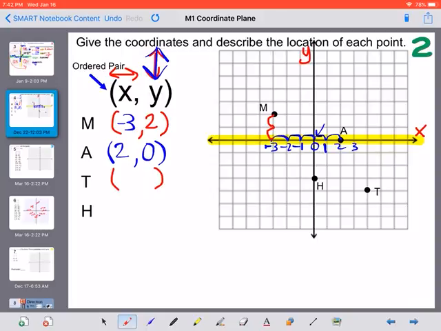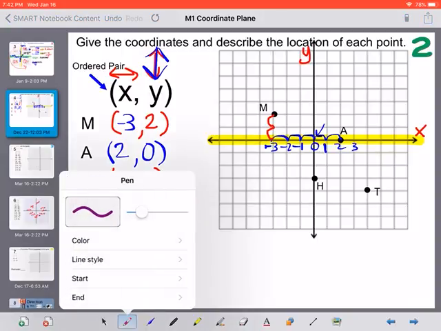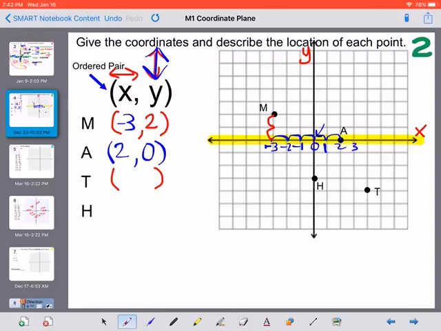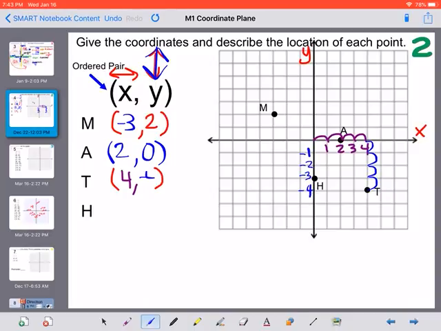Then T. To get to point T, we are going left and right again. I'm going to erase this so we can kind of see what we're working with. To get to T, going left and right, we're going positive 1, 2, 3, 4. And then up and down, we're going down, or negative 1, 2, 3, 4. We went down 4 times.